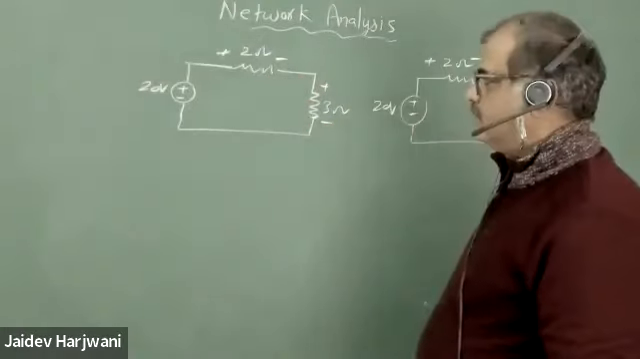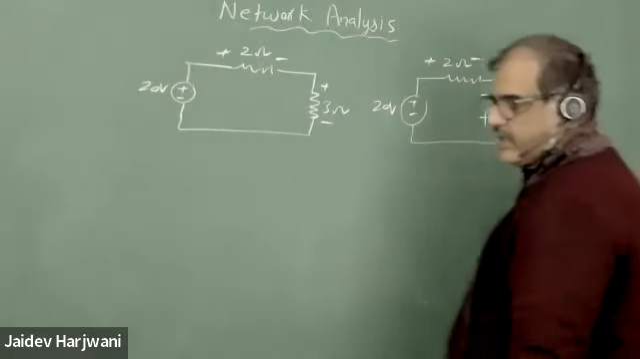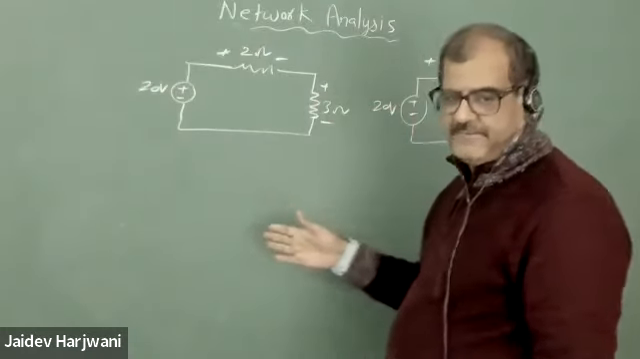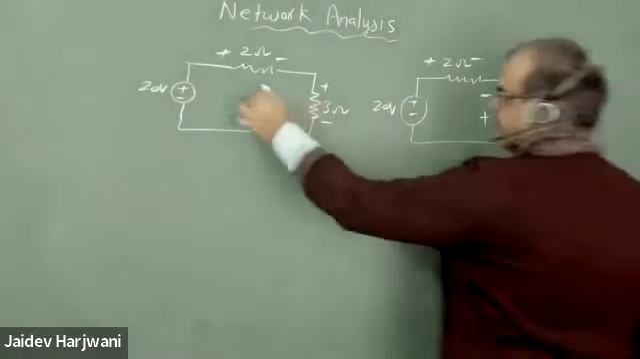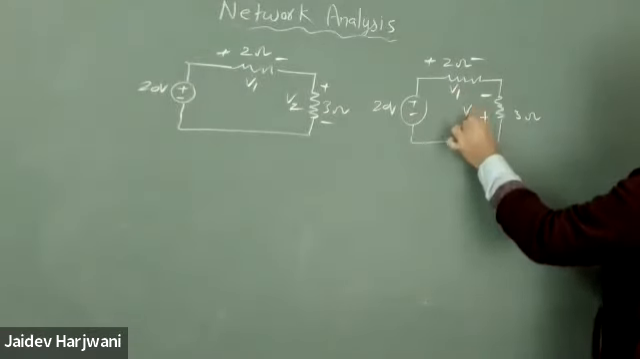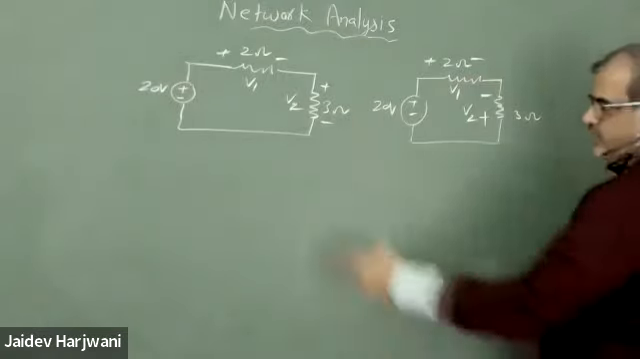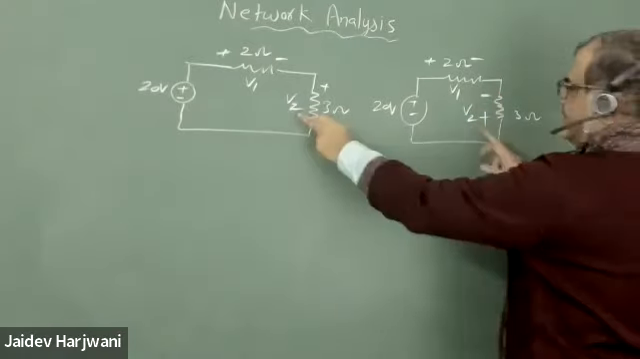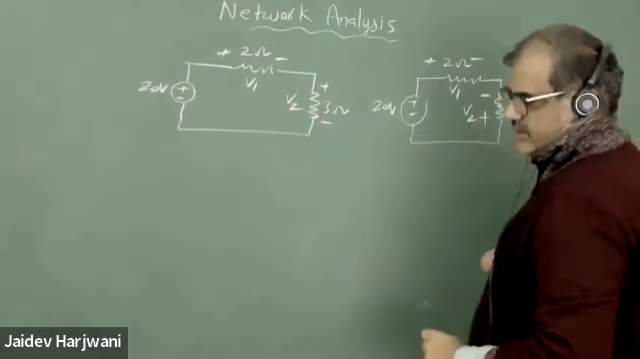Sir, in the second circuit, how have you done minus and plus? In the second circuit, I told you current always moves from higher potential to lower potential. But if you are measuring voltage, suppose this voltage is V1 and this voltage is V2. If you want to measure the opposite way, then they will both be equal in magnitude and opposite in direction.